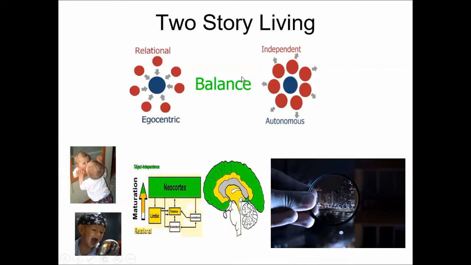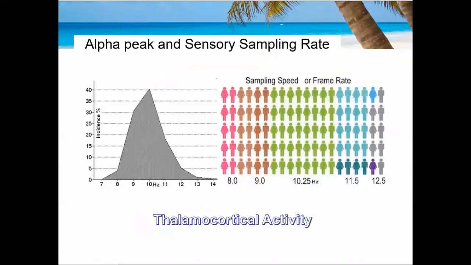That's the healthy point to be. Not everything's independent from us because we alter the environment. That's why things are still relational, but they're not 100% relational as we start off in life thinking they are. So we want to get a balance between the two. And one of the ways we can see the maturation in someone's brain is by the sampling rate. And the sampling rate is easily picked up by the alpha peak.